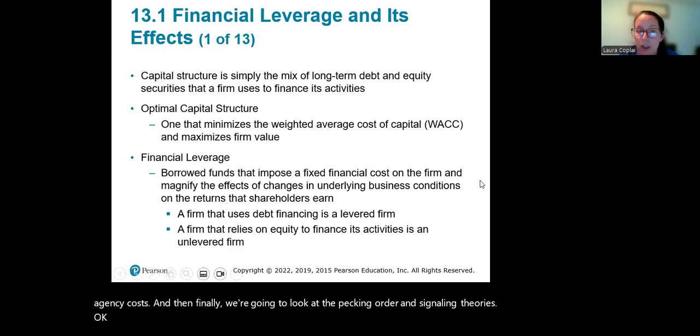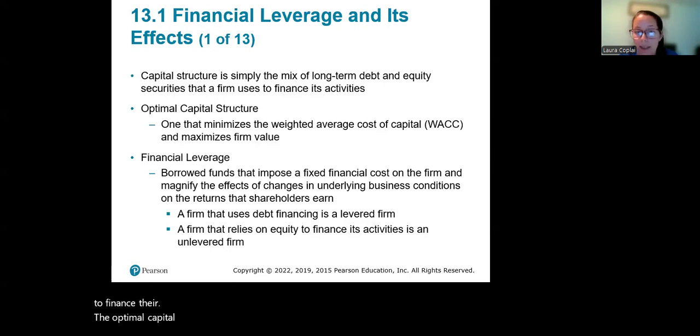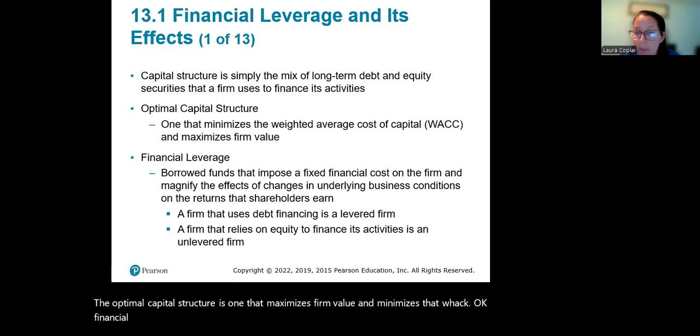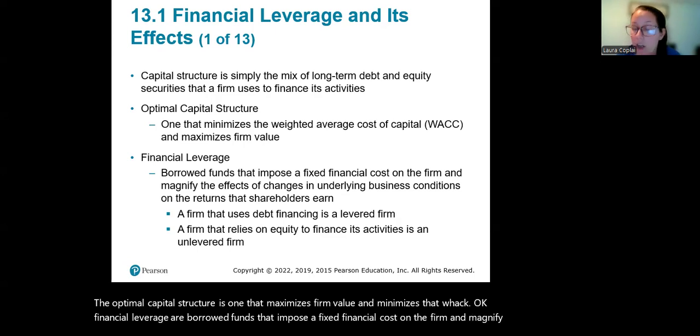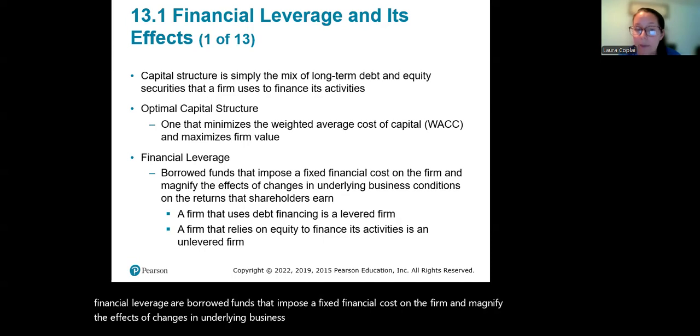So, capital structure is simply the mix of long-term debt and equity securities that a firm uses to finance their activities. The optimal capital structure is one that maximizes firm value and minimizes that WACC, okay? Financial leverage are borrowed funds that impose a fixed financial cost on the firm and magnify the effects of changes in underlying business conditions on the returns that shareholders may earn.